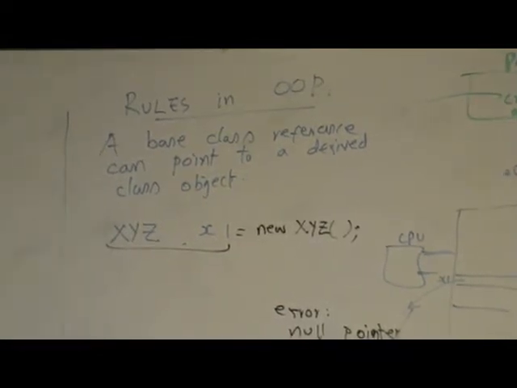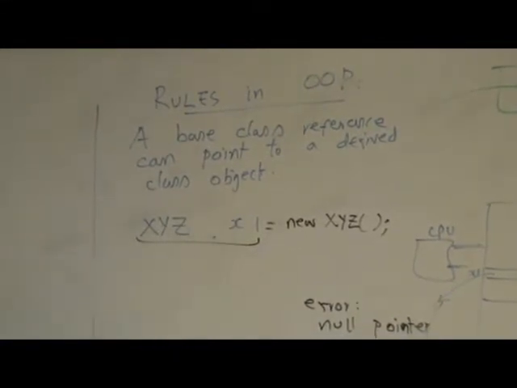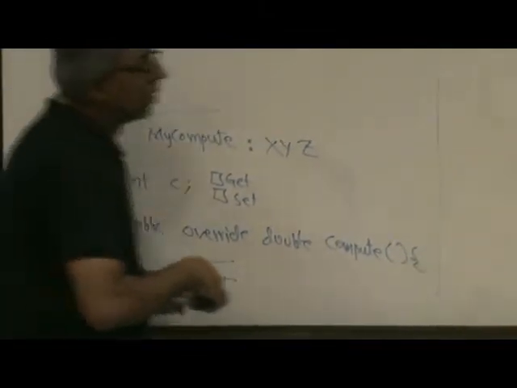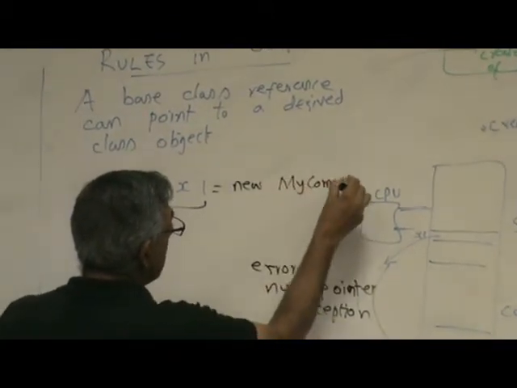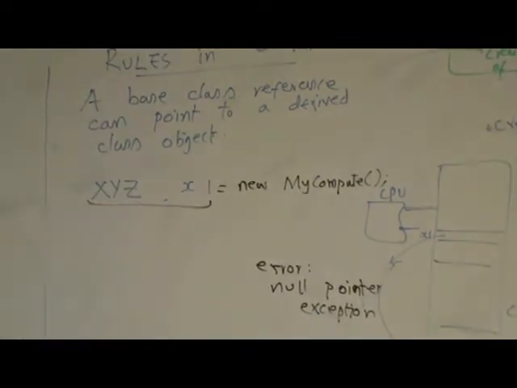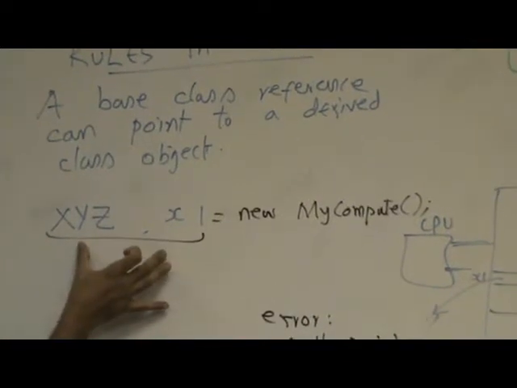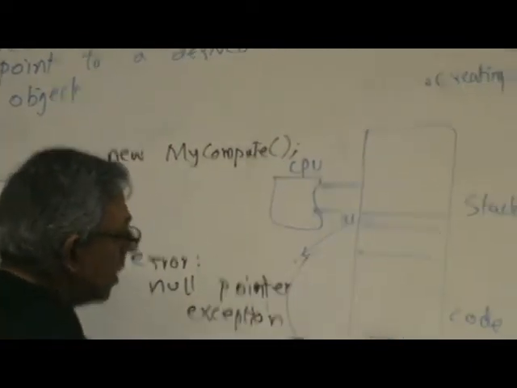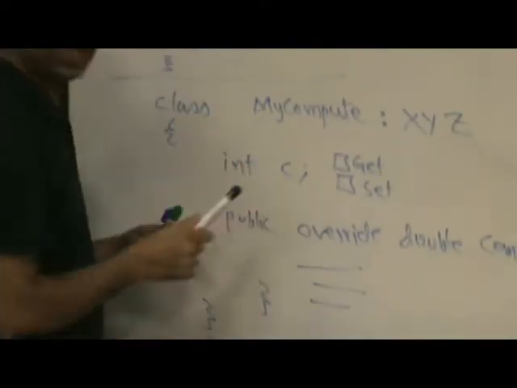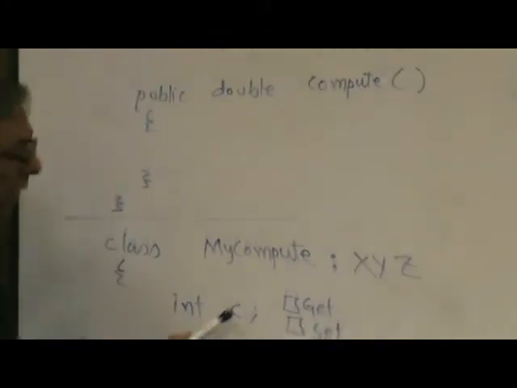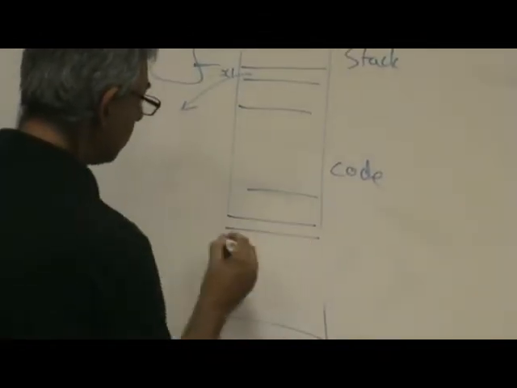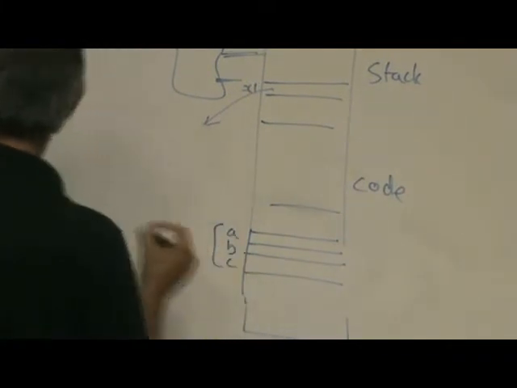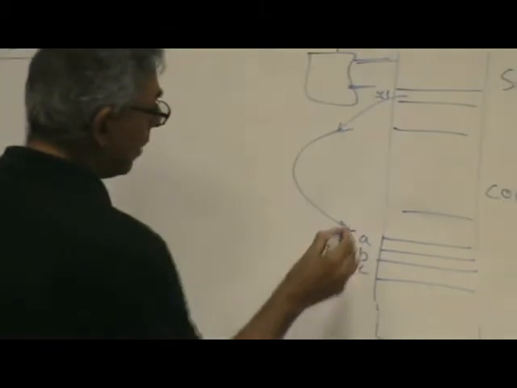However, according to this concept, if we create a base class reference, it can point to an object of myCompute. So somebody could, if they wanted to, say new myCompute. So now how much memory will it create? Again, break it in two parts. XYZ x1 will create this x1, correct? New myCompute. So how much memory do we have over here? C. A, B is being inherited, C is being added. So 3 fields will be created over here: A, B, C. And because we say XYZ x1 equal to new myCompute, they'll be pointing over here.